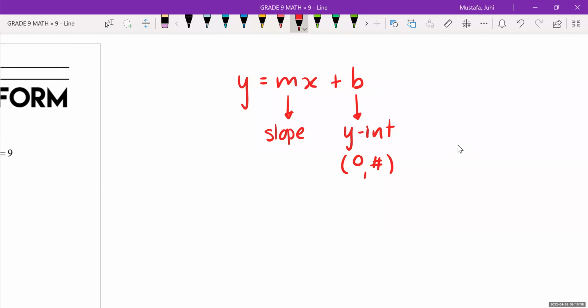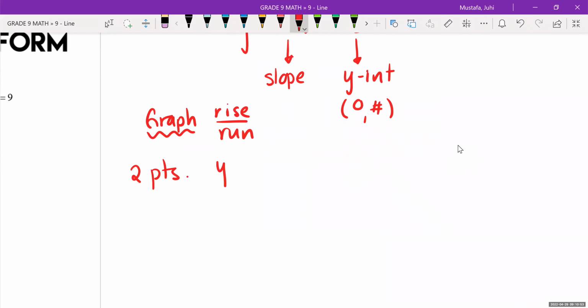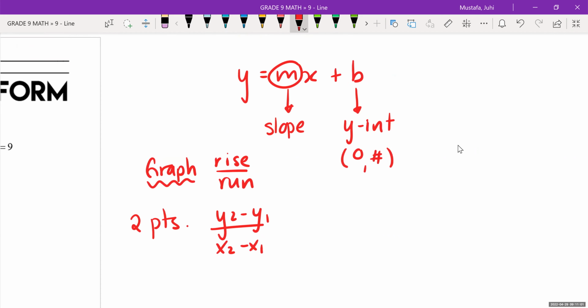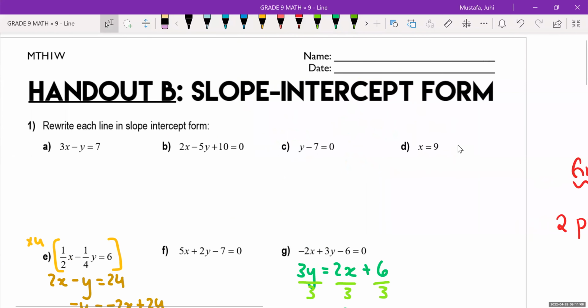There are multiple ways we've learned how to figure out slope. If you have a graph, how do you figure out slope? Good, so we're gonna use rise over run. If you have 2 points, how do you figure out slope? Good, and you're gonna need to know the formula for today's quest. And then the third way to figure out slope is if I give you this formula, you're literally just reading the number that comes in front of the x. Good. Okay, so let's look at this sheet.